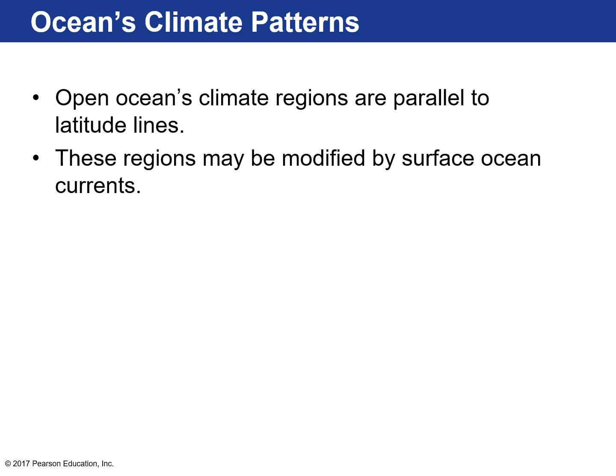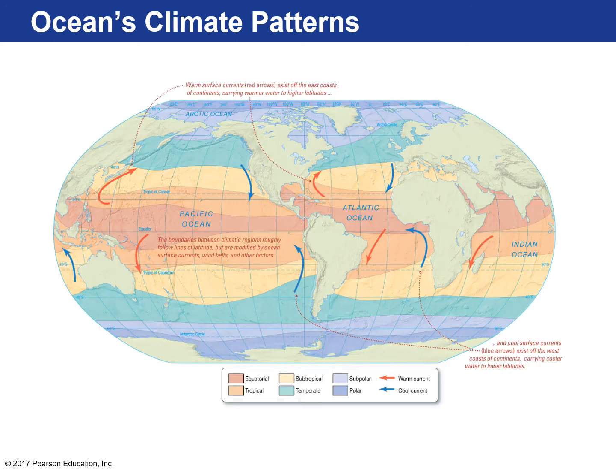Okay, so our climate patterns, our open ocean has certain climate regions, and they're really parallel to latitude lines. And these regions can be expanded or minimized based on surface ocean currents. Okay, so for example, here are different climate regions. Equatorial is anywhere in this red area here, right? Very warm, rising air, lots of precipitation. Then there's the tropical area here, right?